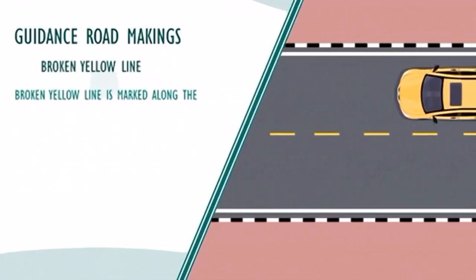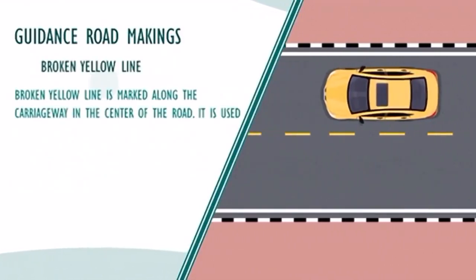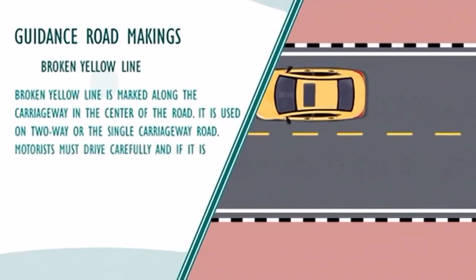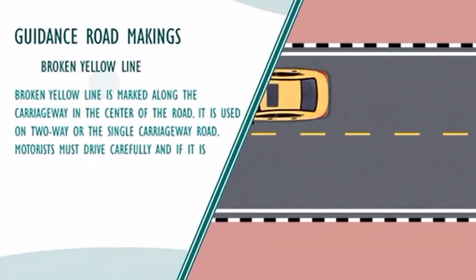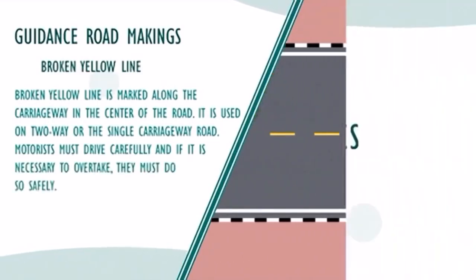A broken yellow line is marked along the carriageway in the center of the road. It is used on two-way or single carriageway roads. Motorists must drive carefully, and if it is necessary to overtake, they must do so safely.